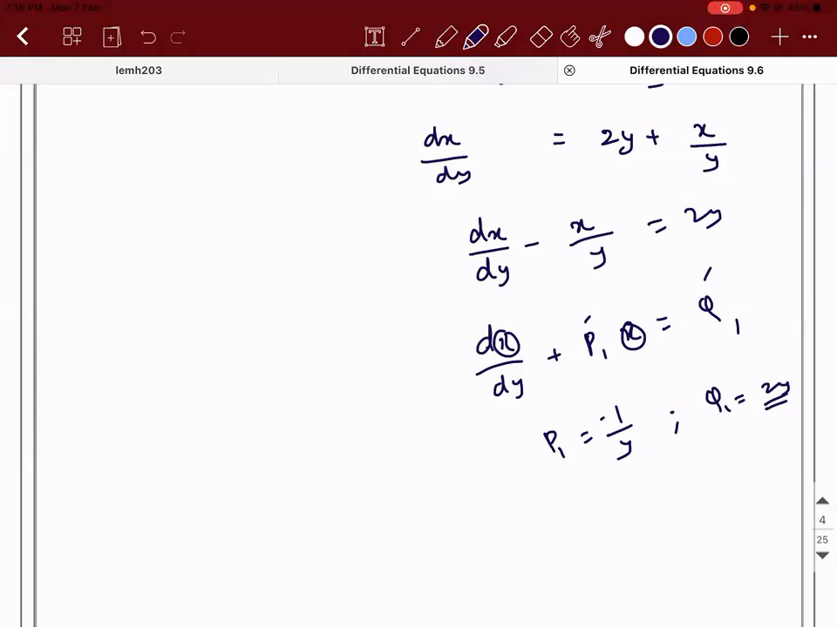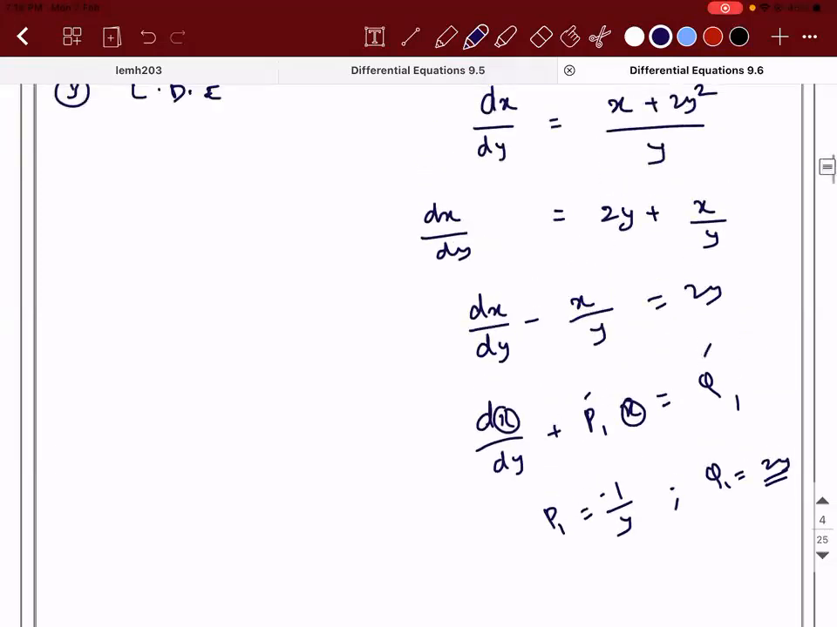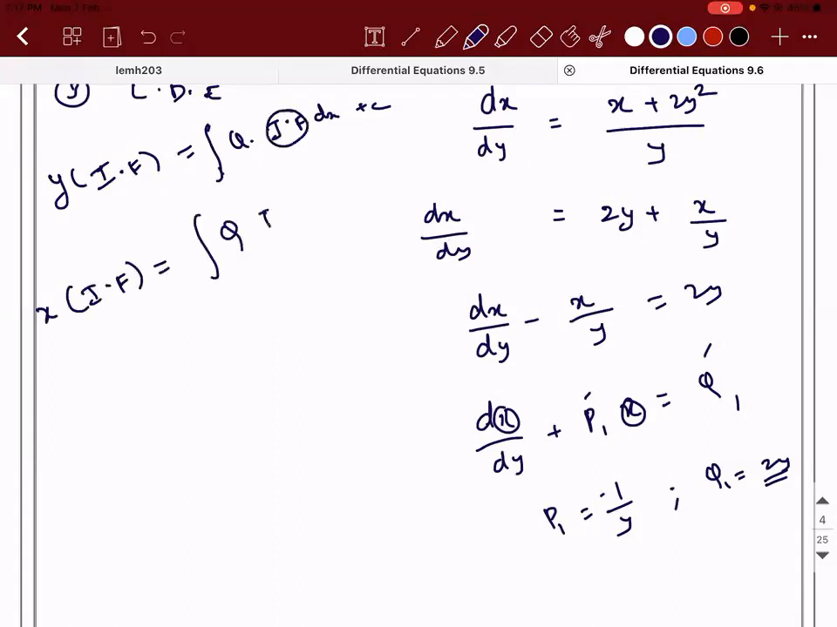Yes, sir. Understood. Okay. So after this, had it been dy by dx, this thing was y into integrating factor is equal to integral of q into integrating factor dx plus c. Now since it is dx by dy, you replace y with x. So it becomes x into integrating factor is equal to integral of q into integrating factor, in the place of dx, I'll write dy, plus c. Now it makes sense. Right? Are you able to understand what I did? Yes, sir. Able to understand. Okay.